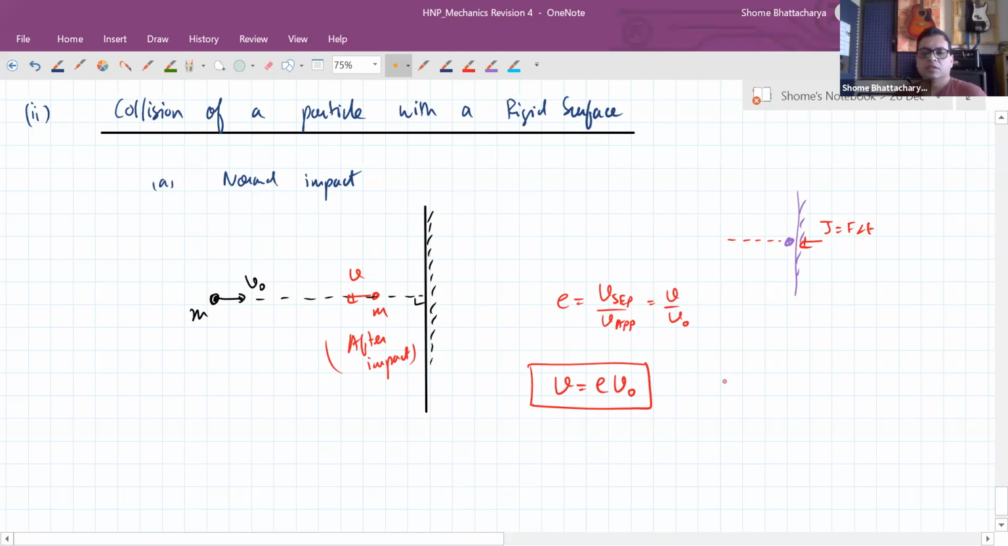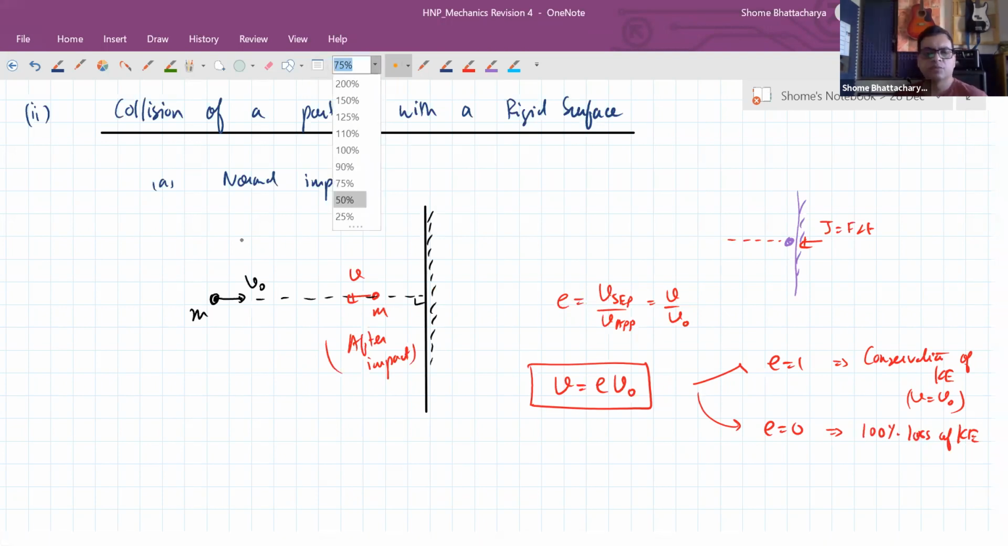So when E is equal to 1, there is conservation of kinetic energy. Once again, because v becomes v0. Whereas when E is equal to 0, there is 100% loss of kinetic energy. Maximum possible loss of kinetic energy in this case is 100%.